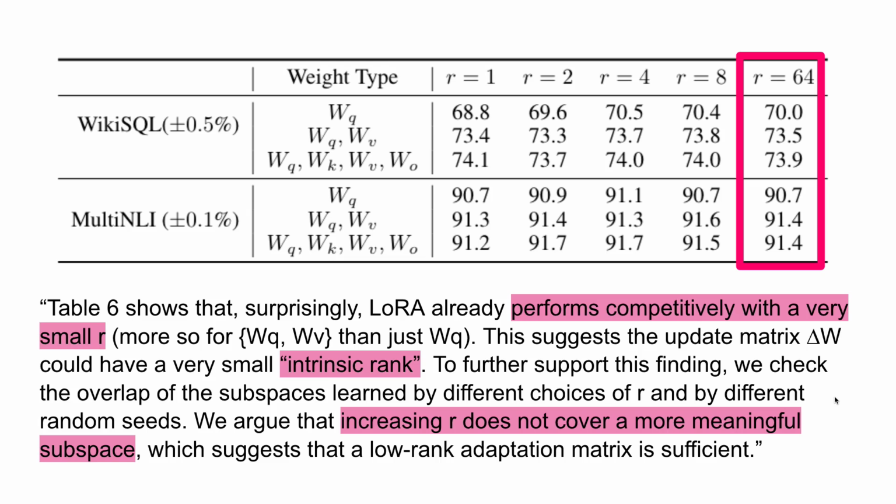I want to highlight the incorrect information, or I guess the understanding at the time that they had for LoRA. And this is from the LoRA paper. This is table 6. Table 6 shows that surprisingly, LoRA already performs competitively with a very small r. This suggests the update matrix could have a very small intrinsic rank. We argue that increasing r does not cover a more meaningful subspace, which suggests that a low rank adaptation matrix is sufficient. So this is that kind of claim to sufficiency of low ranks that rsLoRA is disproving.